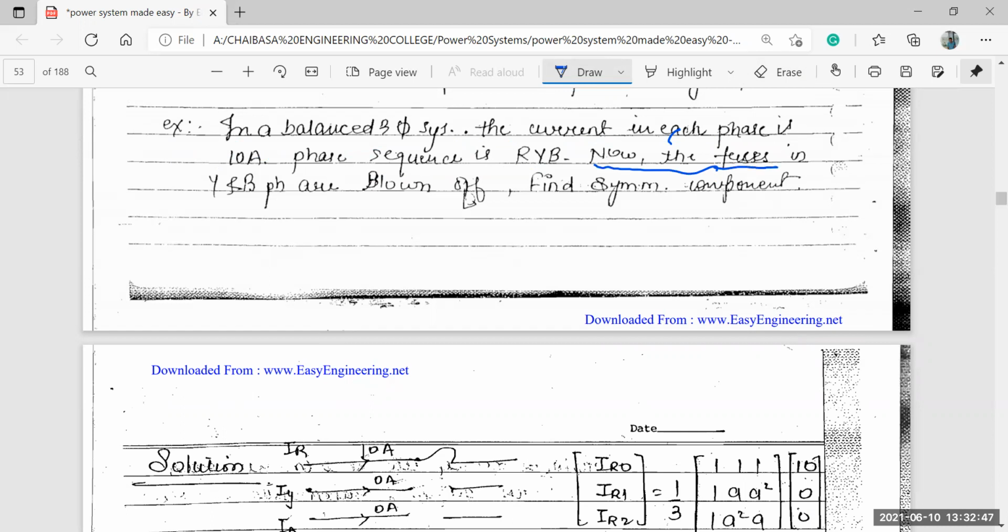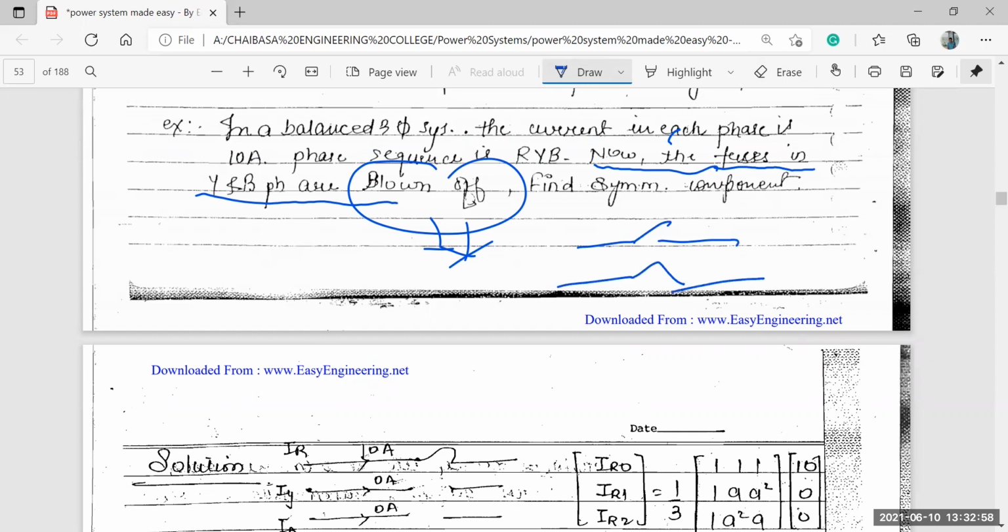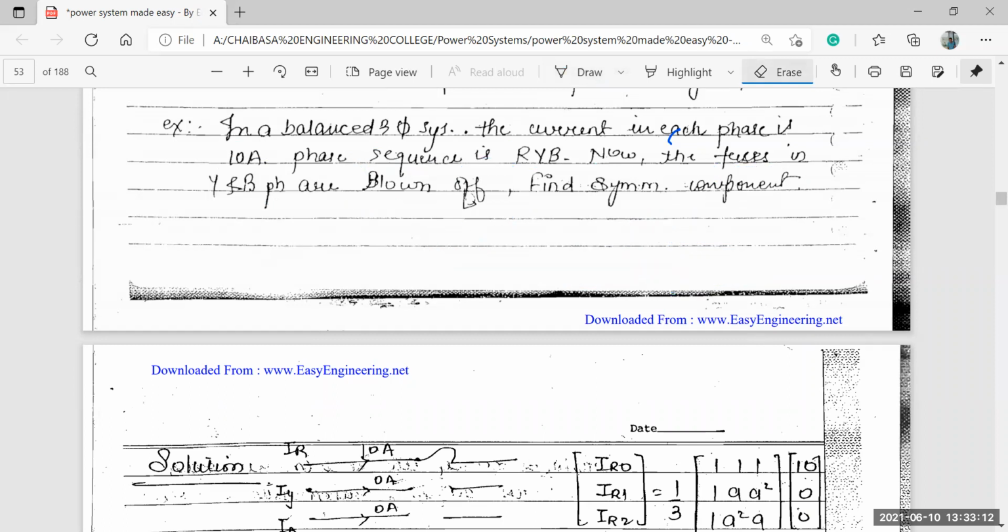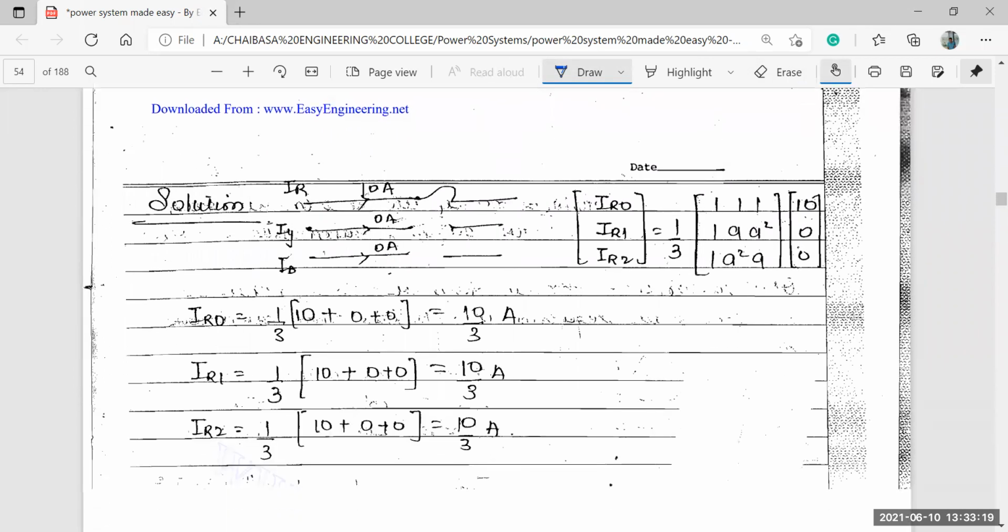Now the fuses in the Y and B phases are blown off, right? It means they are unconnected. If this is the connectivity of the fuse, they have blown off, they have opened the fuse connections. So this particular segment they have given as the unbalanced part, and you will understand in the figure given below.